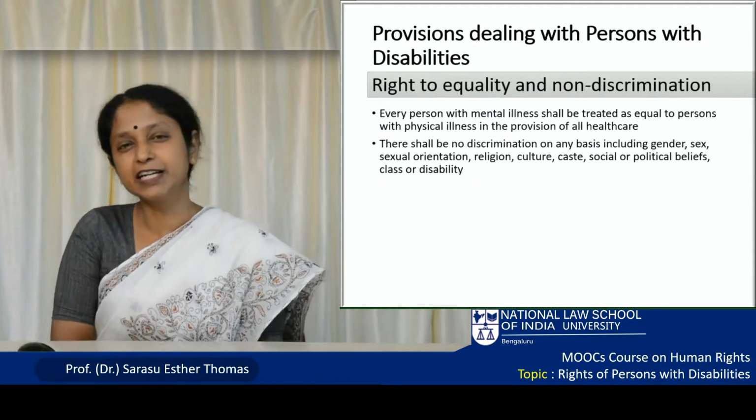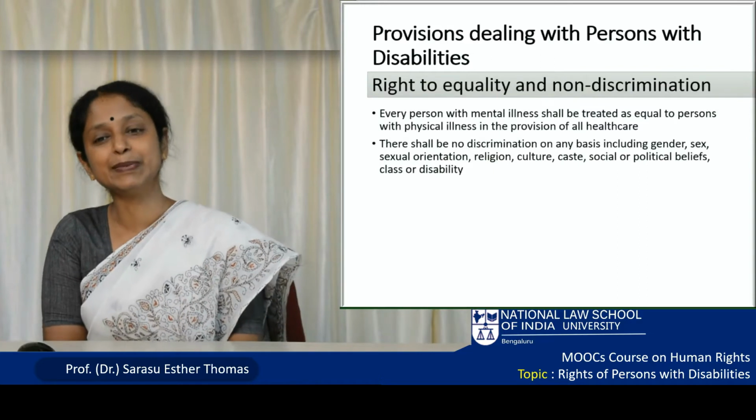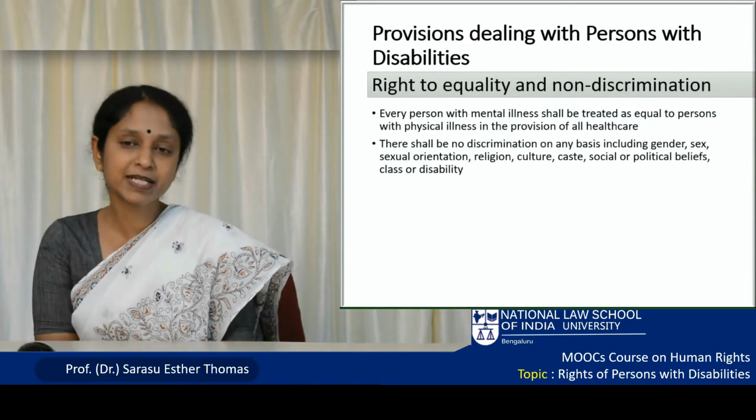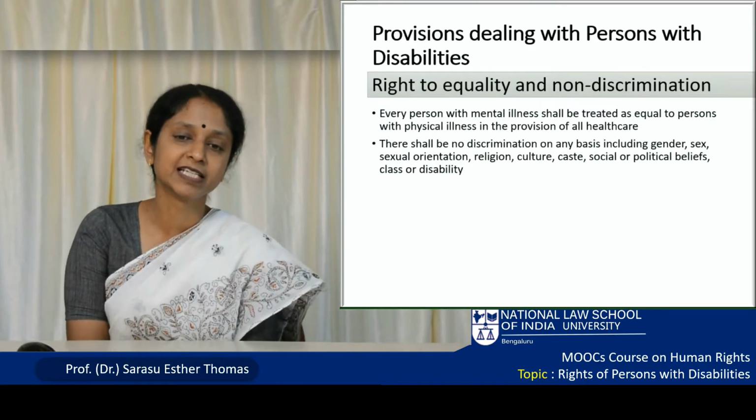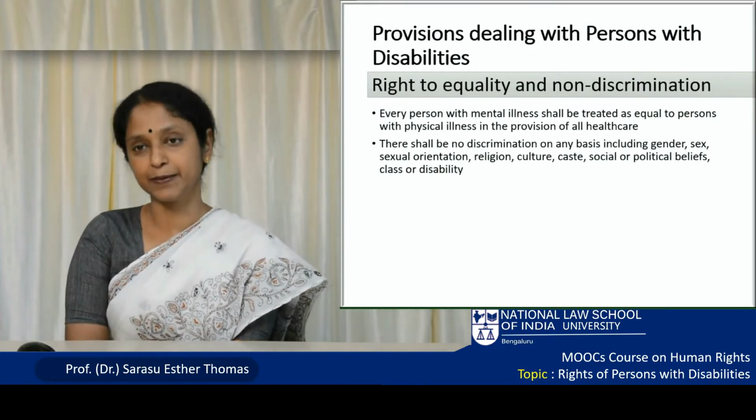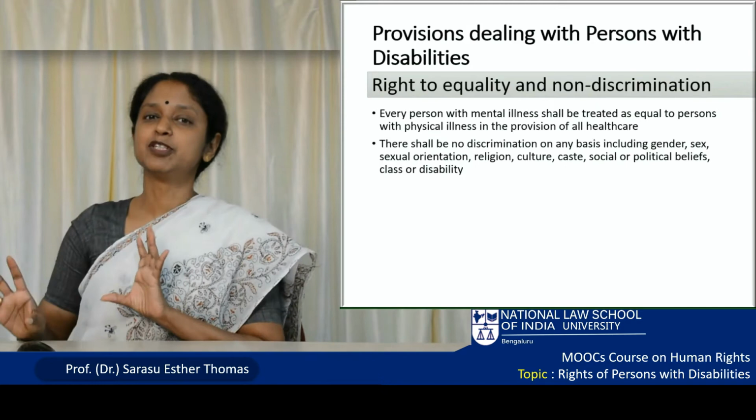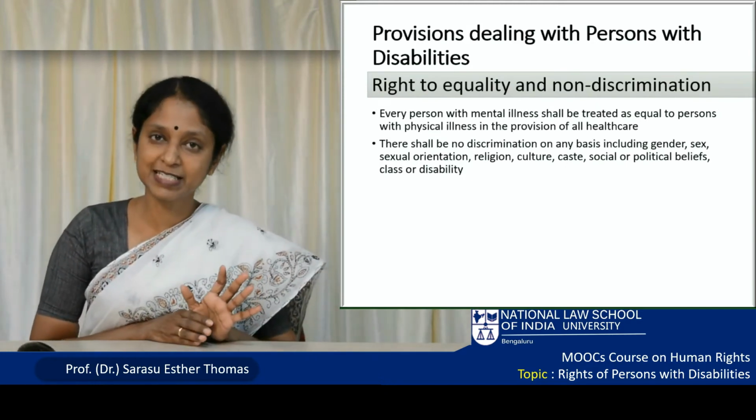So when we look at equality and non-discrimination, what does it mean? It means that every person with mental illness shall be treated as equal to persons with physical illness in the provision of all health care. Now, why is the law making a difference between physical disability and mental disability?